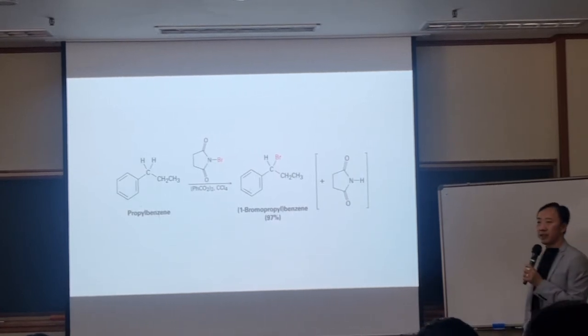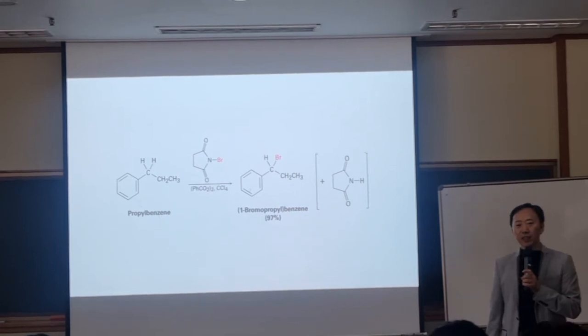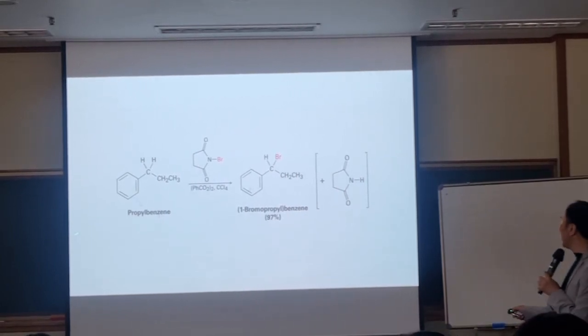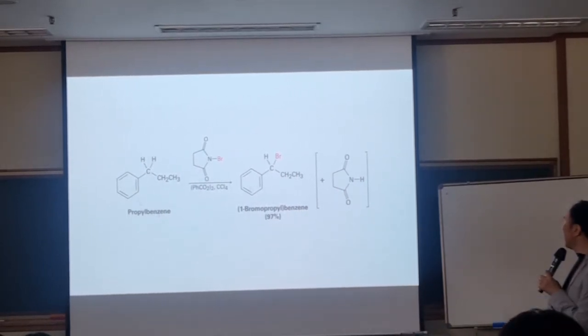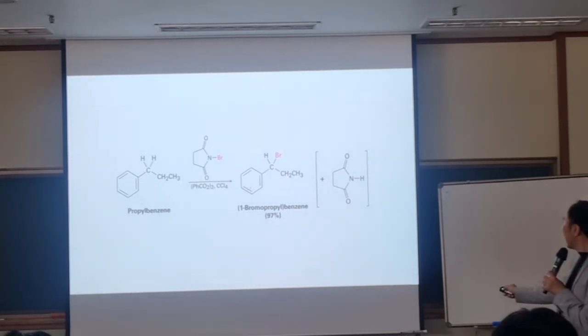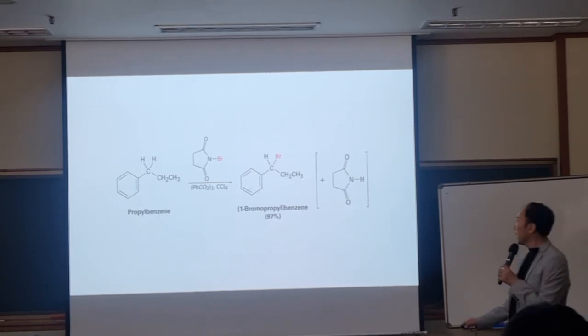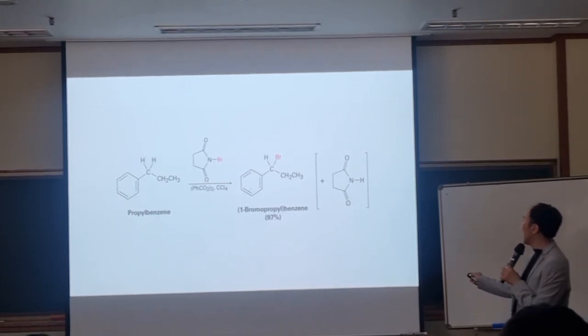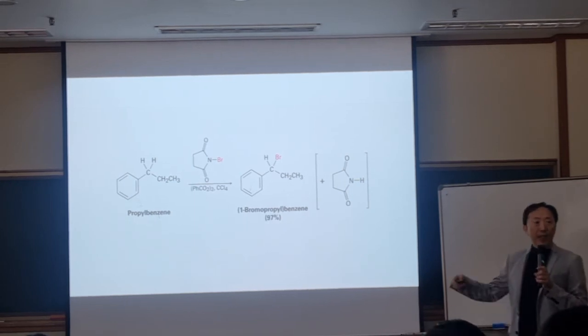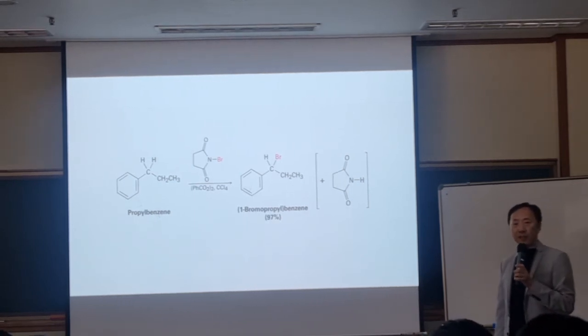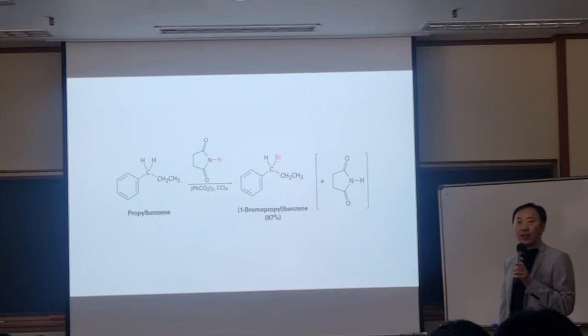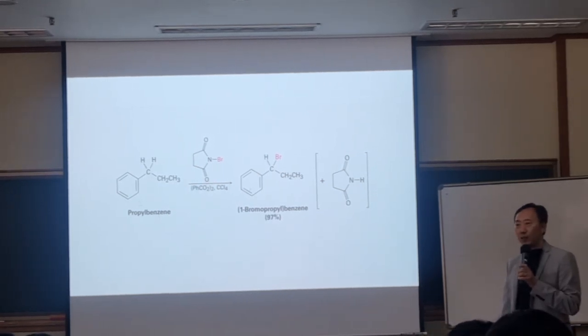Another very useful reaction. If you need to introduce bromo on this benzylic position, this reagent is a very popular reagent, so-called NBS, N-bromo-succinimide. That reagent gives you a very clean product of a single bromo added product. NBS is N-bromo-succinimide, so then NIS, what product do you guess with it?